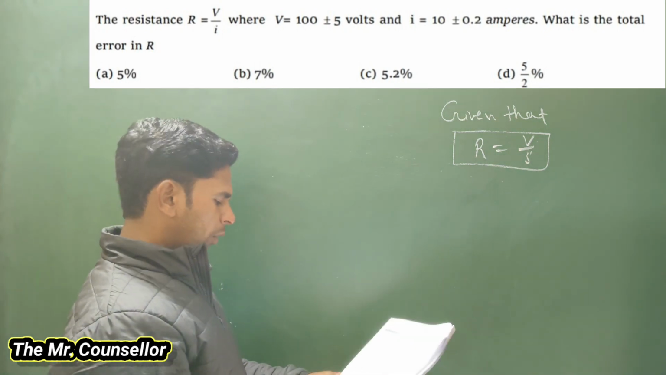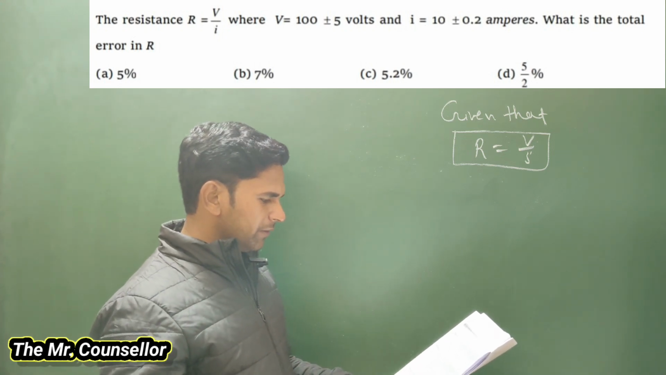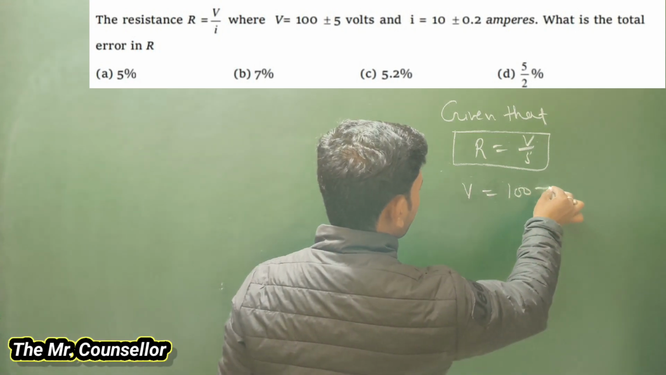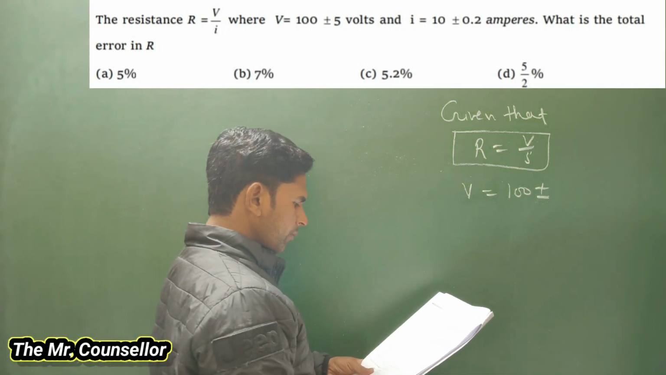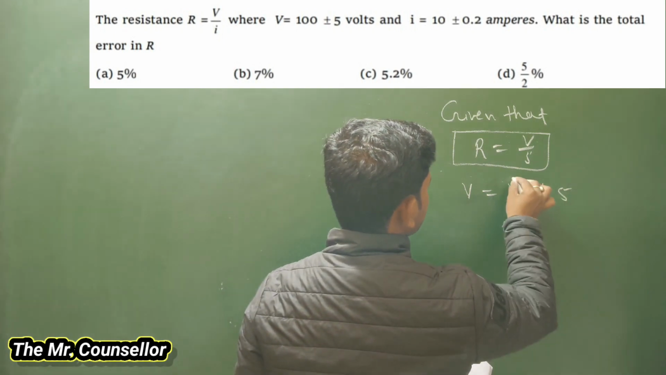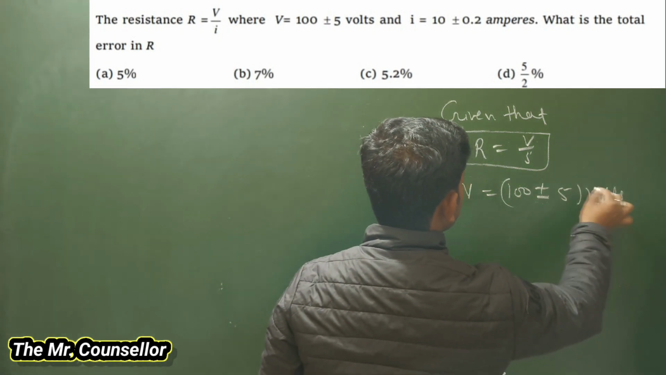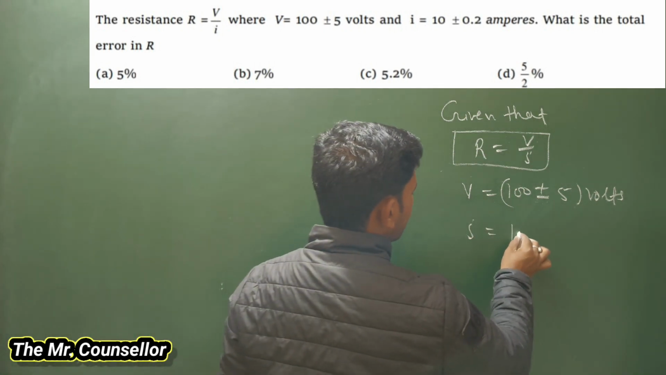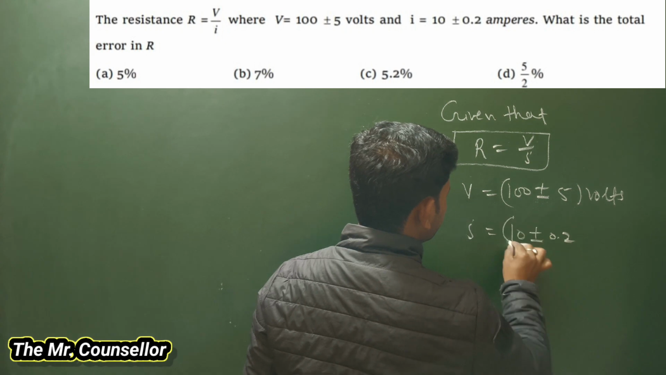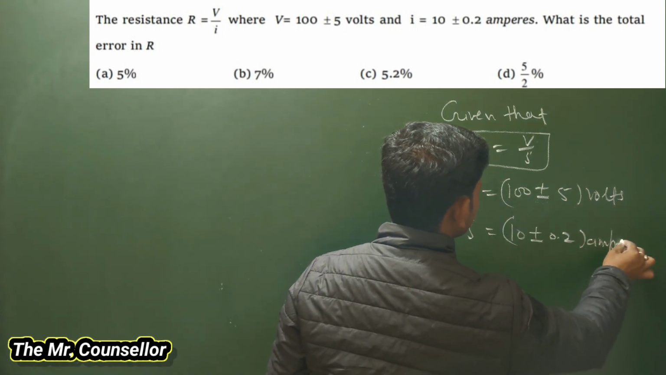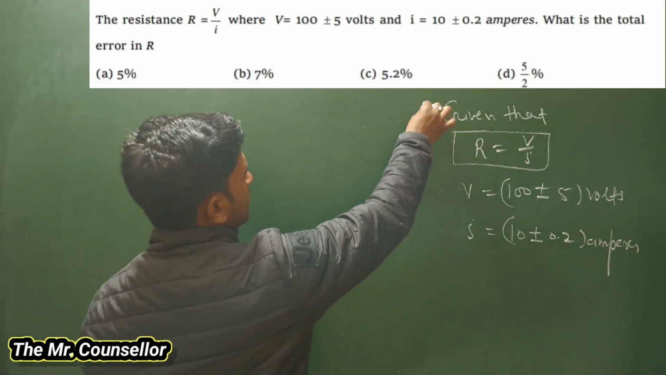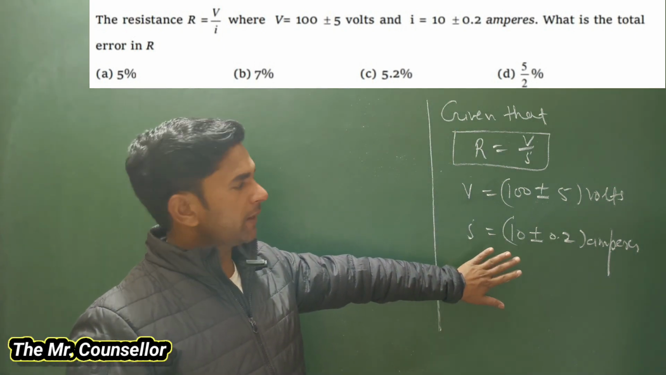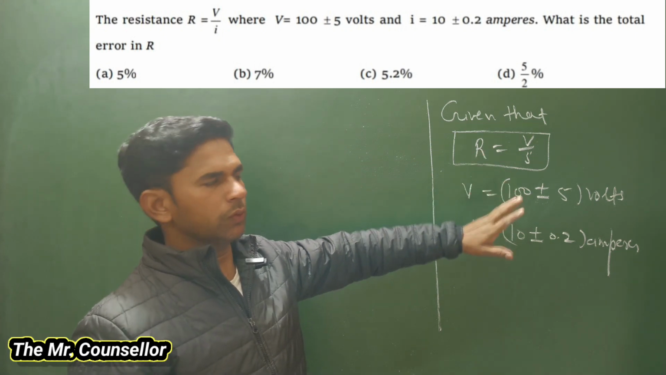So next, what is given? You can just see V is given as 100 plus minus 5 volt, and I, the current, is also given as 10 plus minus 0.2 amperes. These two things are given. We need to find the error in measuring R. So how can we find it?